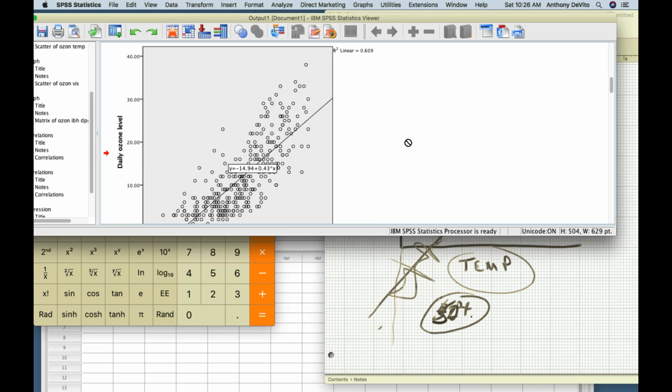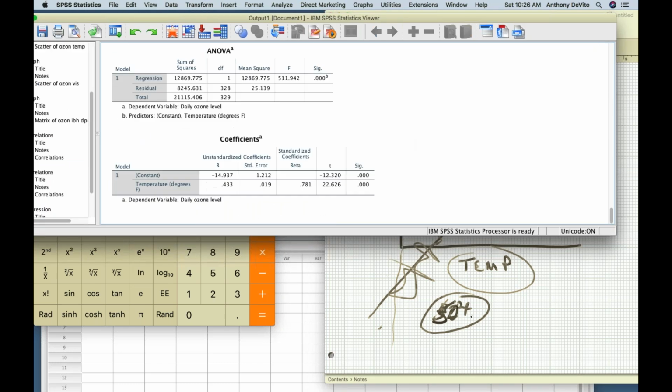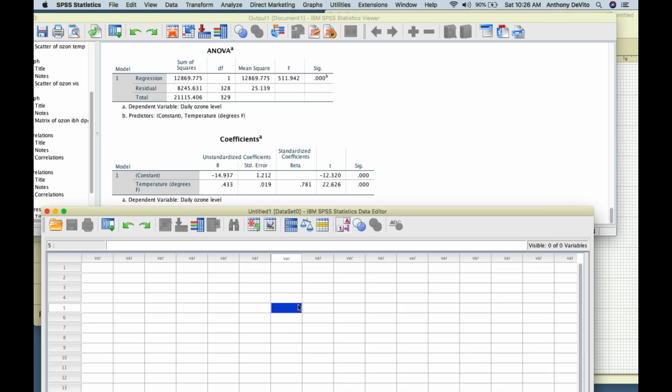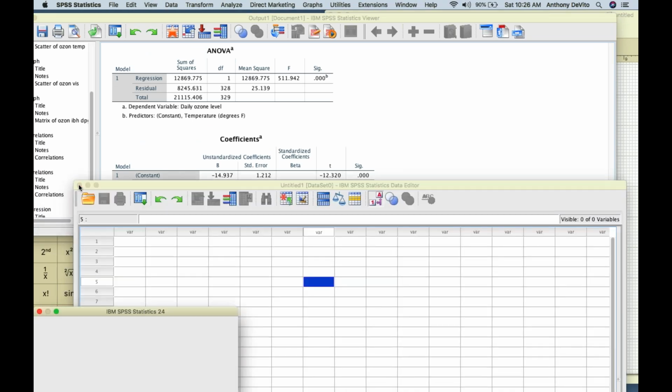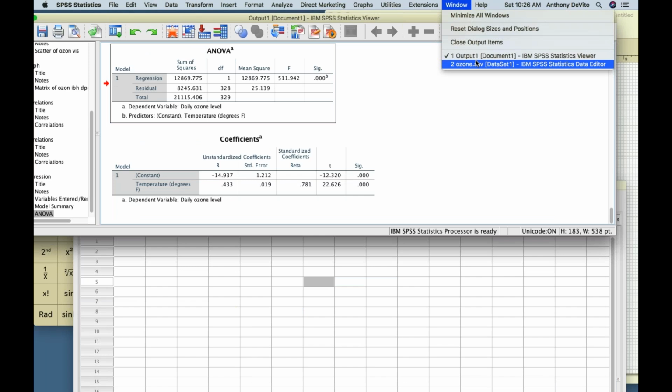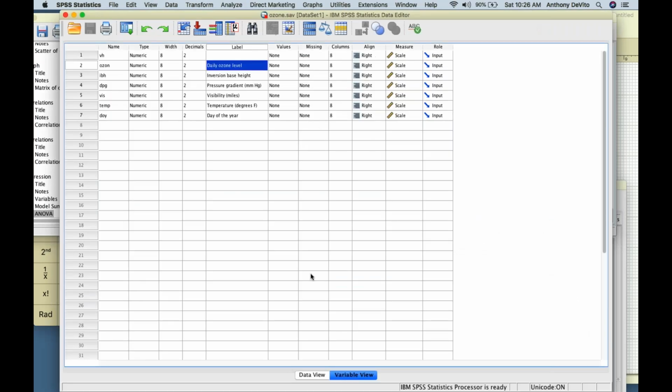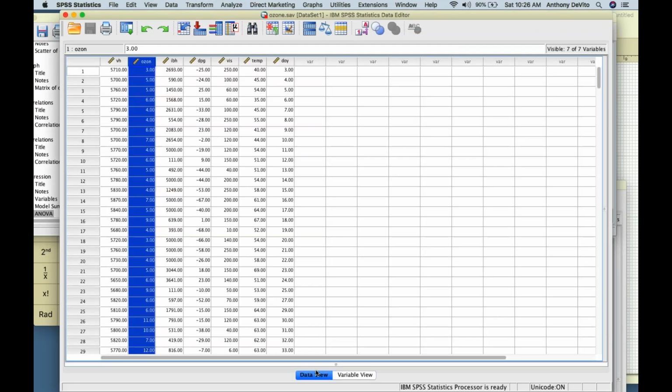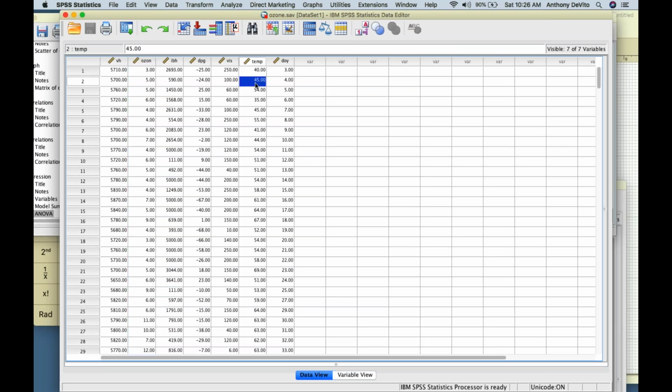Now, I want to show you something else here, and that is that we have all of these values in our data set. Let's get rid of this. Oh, no, I don't want to do that. What happened to my data set here? Ozone, here it goes. Okay, there we go. We have all these values in here, right? For ozone level and temperature and so on and so forth.